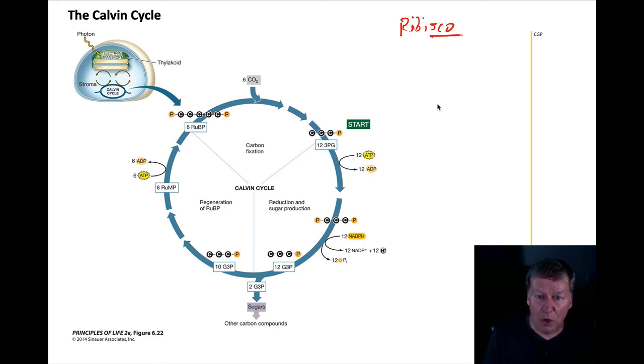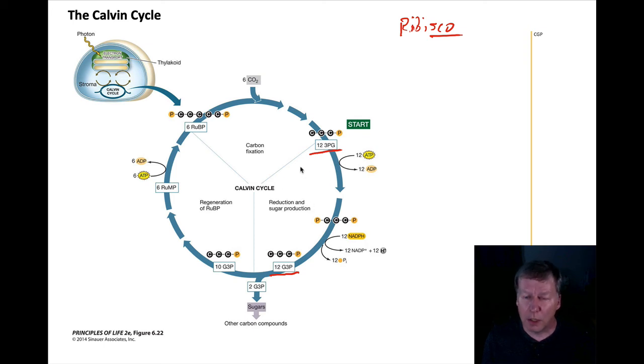We now go into reduction and sugar production. We have 12 3PG molecules. Our goal is to change these 3PG molecules into 12 G3P molecules. I know they look the same. They look like they both have 3 carbons and a phosphate, and they do. But there are a variety of chemical differences. They are not the same molecule. We're going to change them from 3PG into G3P. How are we going to do that?